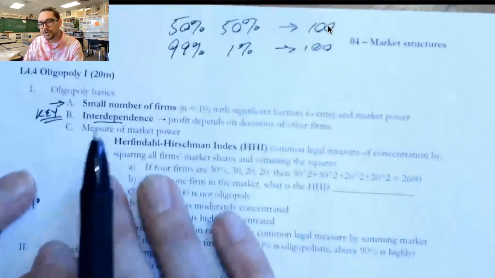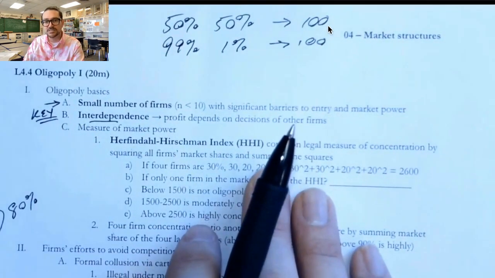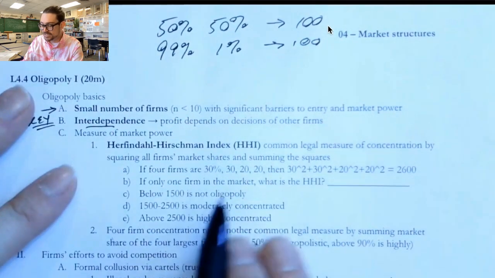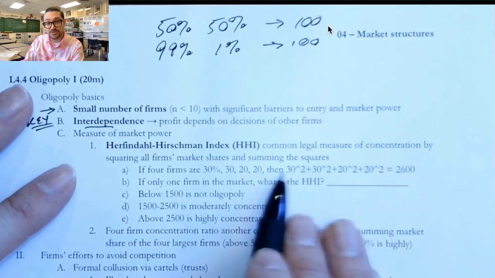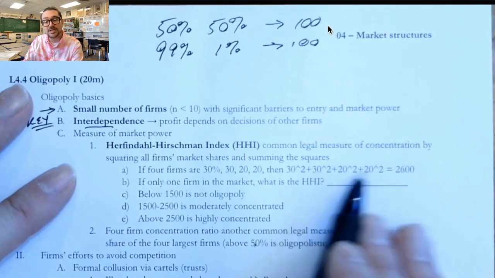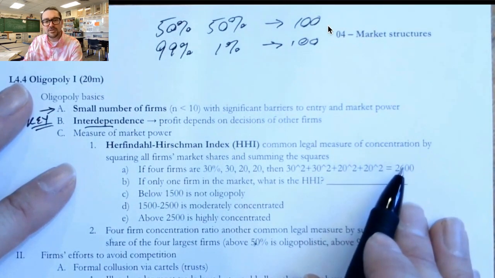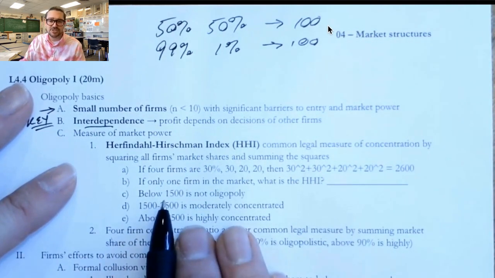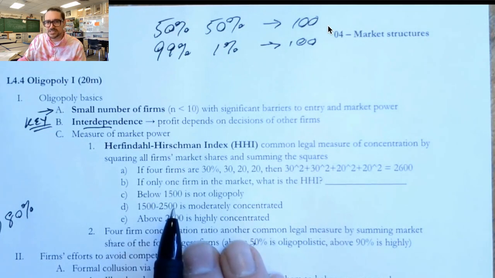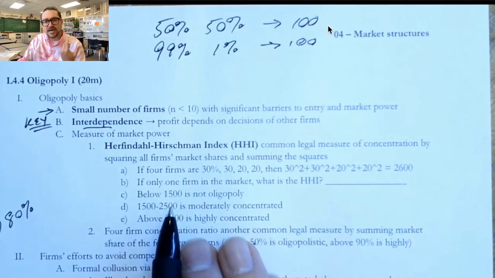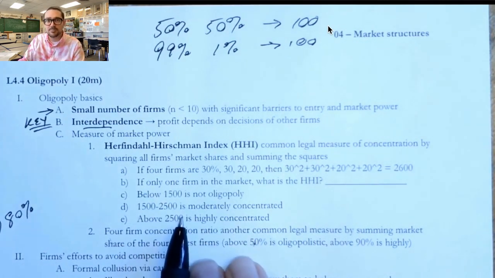It squares the market shares and then adds those. So for example, if you had 30%, 30%, 20%, 20%, you would square those values, 30 squared, 30 squared, 20 squared, 20 squared, and you would find an HHI value. The way we interpret these is if the HHI is less than 1,500, it's not an oligopoly. 1,500 to 2,500 is definitely so, and we want to look at them. Above 2,500 is definitely an oligopoly, and typically governments don't approve those mergers.